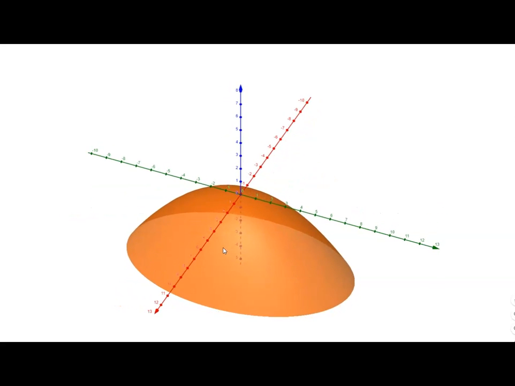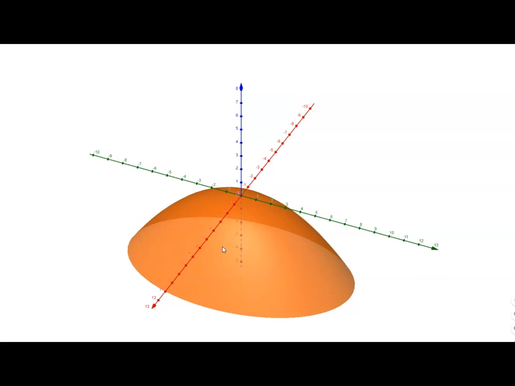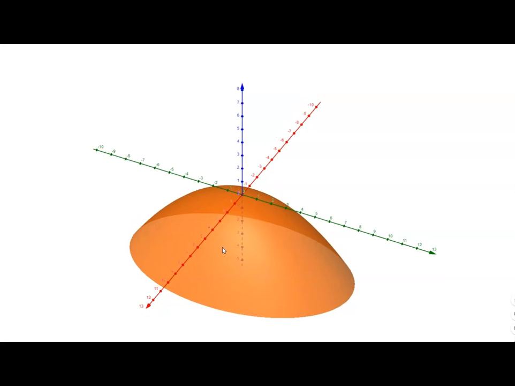Okay, well what we want to do today is to use this surface to illustrate Gaussian curvature. Now, Gaussian curvature is something that was developed by Carl Friedrich Gauss in the early 19th century.